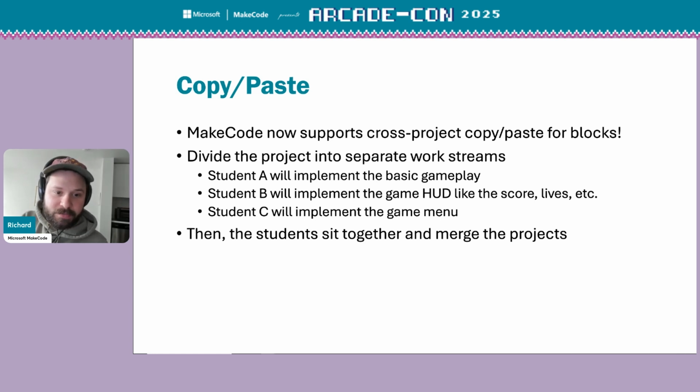But with now being able to copy and paste blocks between projects, it becomes very easy for students to merge separate work streams. The way that we recommend doing this is you divide the project into separate work streams. For example, student A might implement the base gameplay, student B might work on the HUD and information displayed on the screen, and student C could implement a menu for the game. It's really up to what project they're working on. Then students sit together and merge the projects by taking all the different share links.